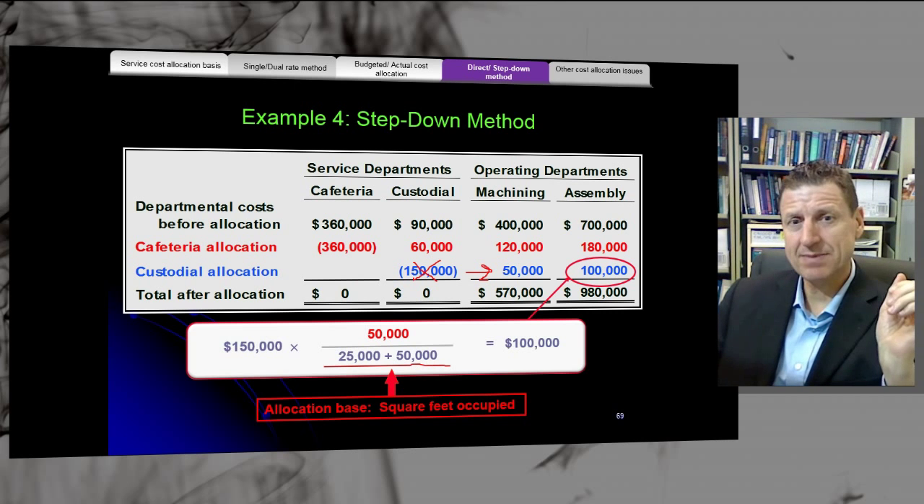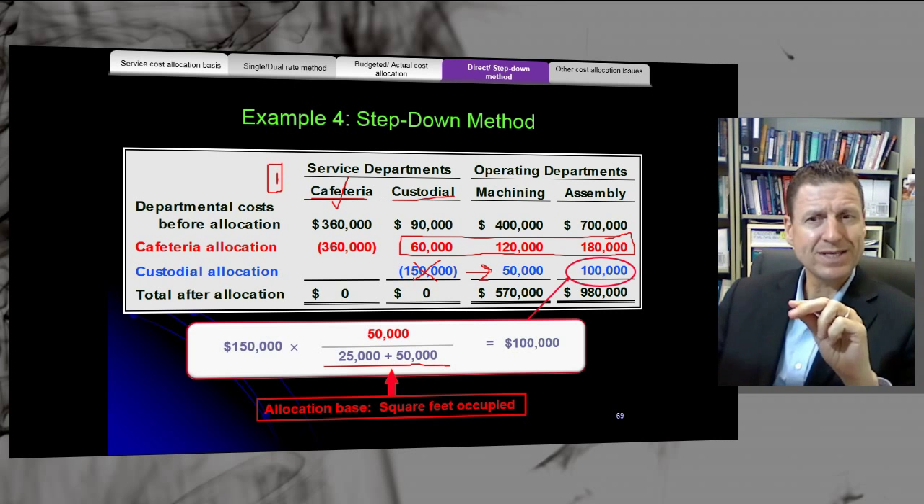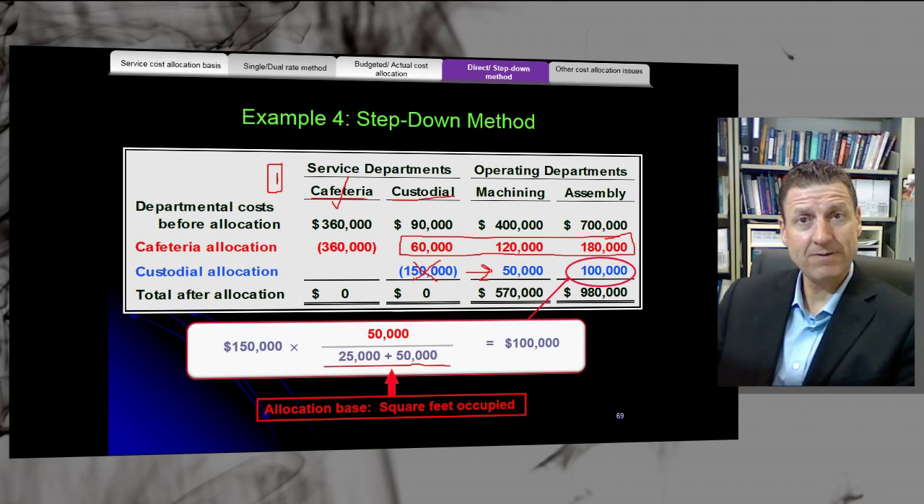So in summary here with the step down method, it's about number one, working out which of these departments provides the greater economic benefit. And we decided it is the cafeteria. Number two, we need to decide, okay, what is the total allocation base that we're working with the remaining departments. It wasn't just machining and assembly, it is now machining, assembly, and custodial. It wasn't just 50 employees, it is now 50 employees plus 10 employees in custodial, 60 employees. So now you have a new allocation formula to allocate that 360,000. So that's what we did number two. We had to actually change the allocation formula.